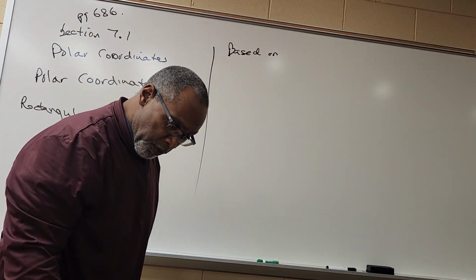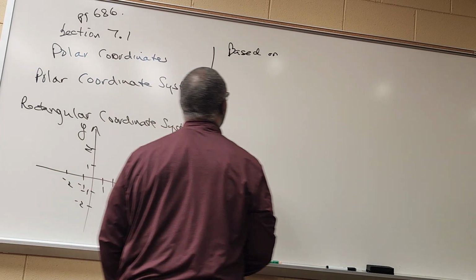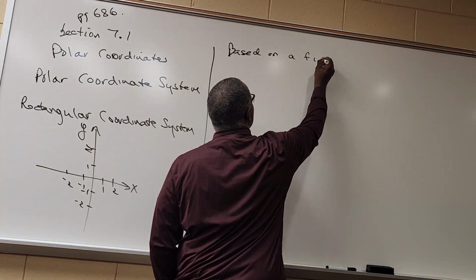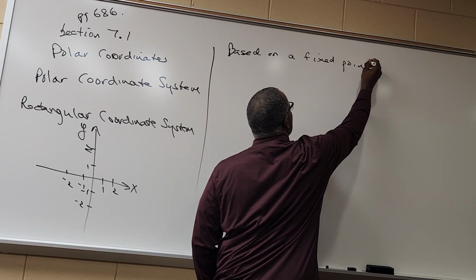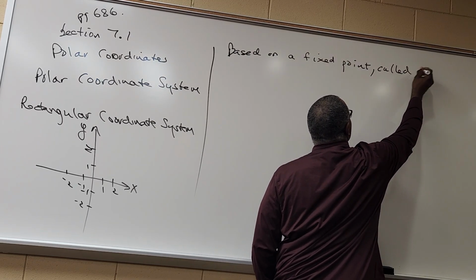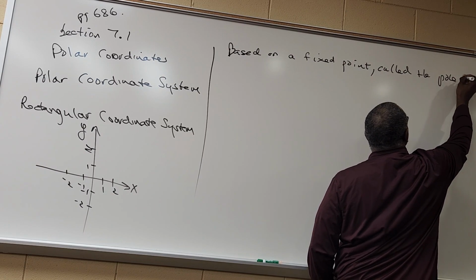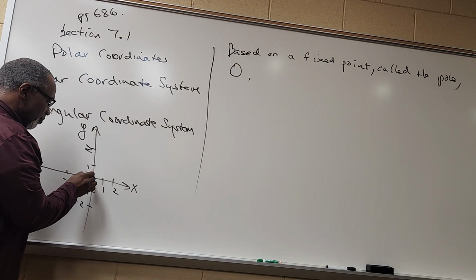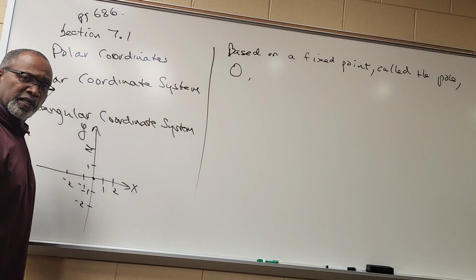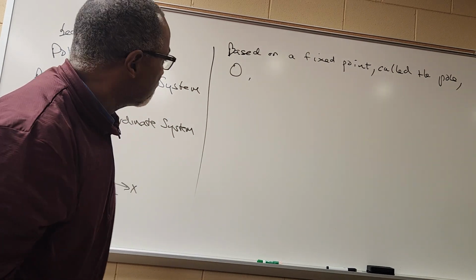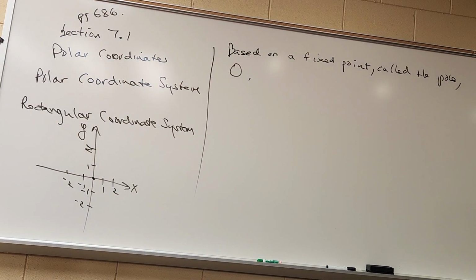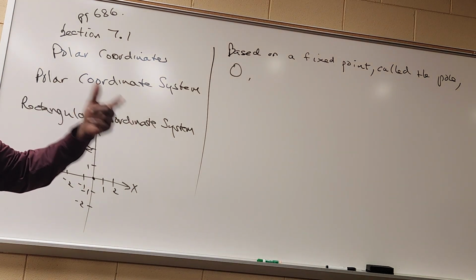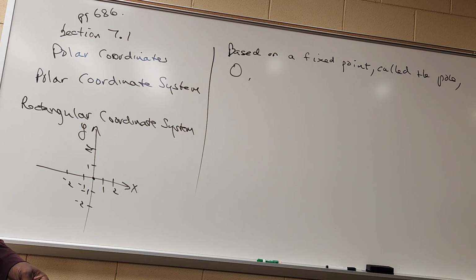The polar coordinate system consists of a fixed point called the pole. So based on a fixed point called the pole, and they're going to use capital O to represent the pole. You can compare that to the origin in the rectangular coordinate system, because just like we can plot points and graph things in rectangular, we're going to be able to plot points and graph things in polar. And we're going to learn how to convert from polar coordinates to rectangular coordinates and vice versa.